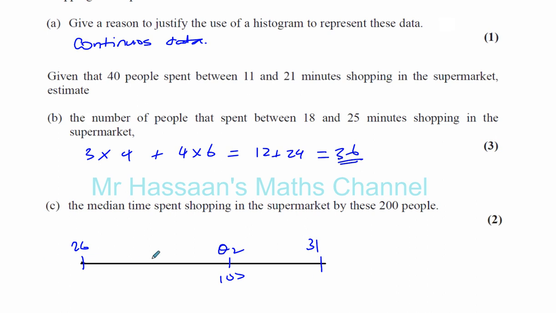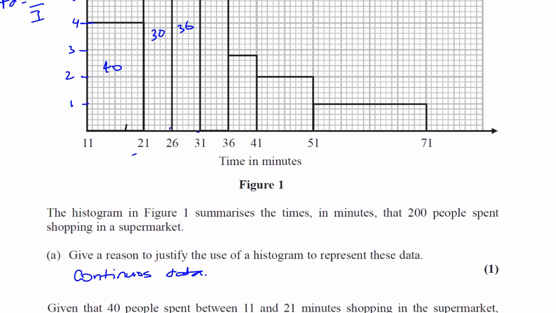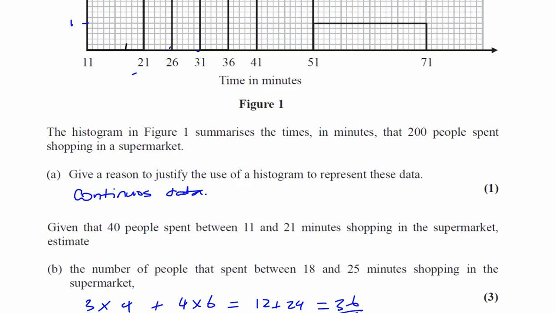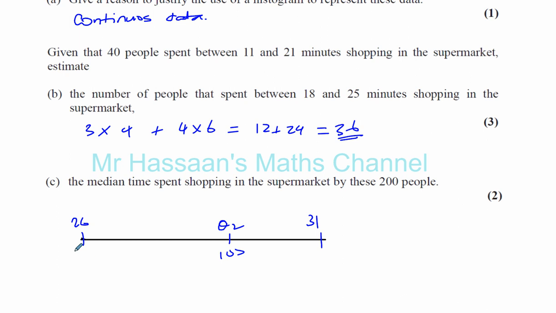Okay, that's a gap of 5. At the beginning of that group, we've got 70, the 70th shopper. By the end of that group, we've got 106, the 106th shopper. So we want to work out what Q2 is.